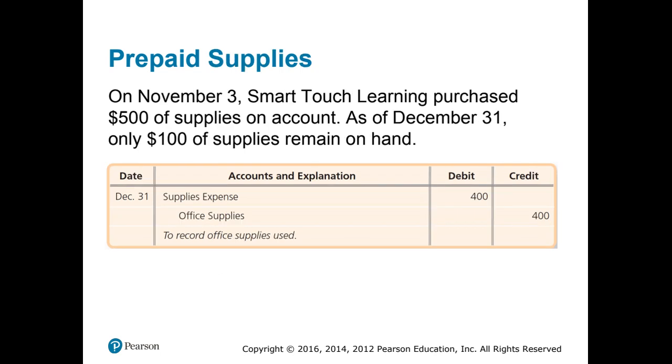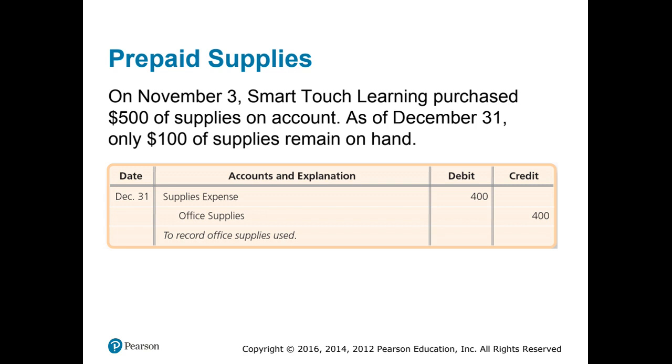Then on November 3rd, we're looking at office supplies. On November 3rd, we purchased $500 of office supplies on account, and then there was an unadjusted trial balance. We had office supplies listed at $500, but Smart Touch Learning's December 31st balance sheet should not report those office supplies. Hold on. Let's read this whole little example.